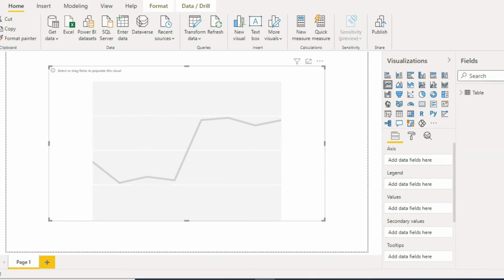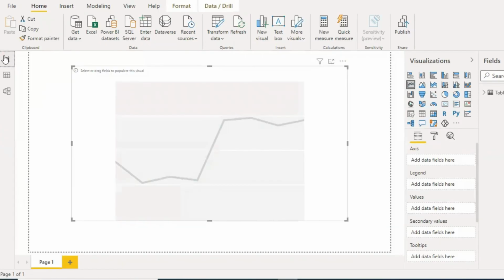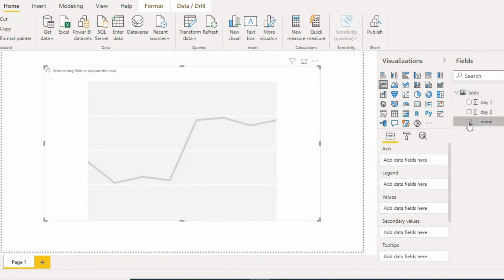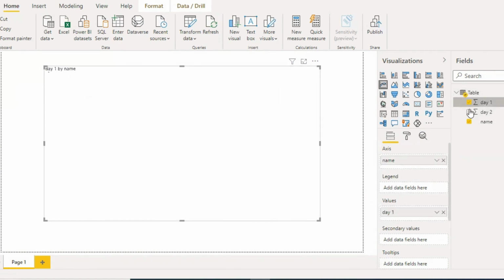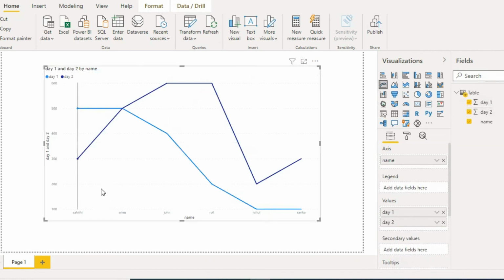So already I have data, so we should represent it in a graph. So click on it. Name, day 1, day 2. So we can see a representation of a line chart in a graphical representation.